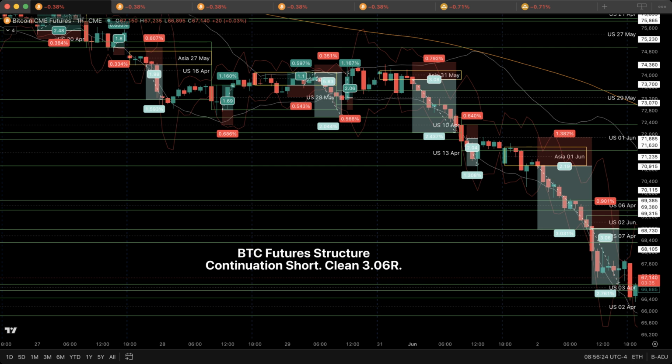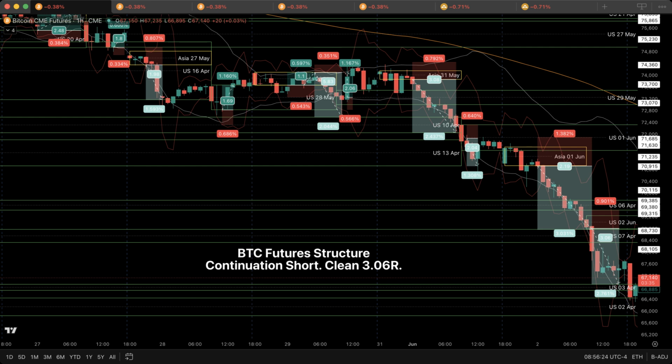If June 2nd U.S. lower boundary fails and April 7th lower memory fails, price can move toward April 3rd upper memory. That is the first clean destination. The target gives enough distance. The stop has structural logic. The ratio reaches 3.06. That is a cleaner continuation short.